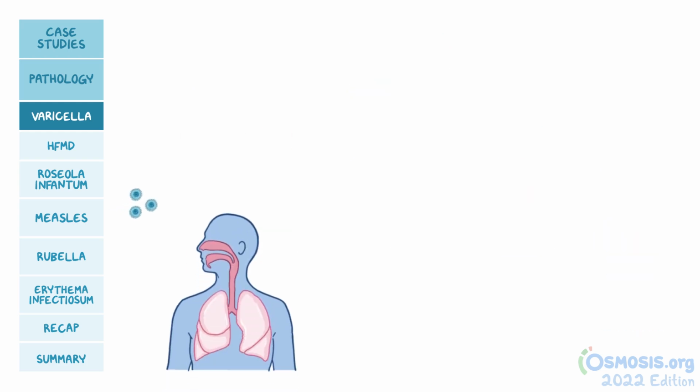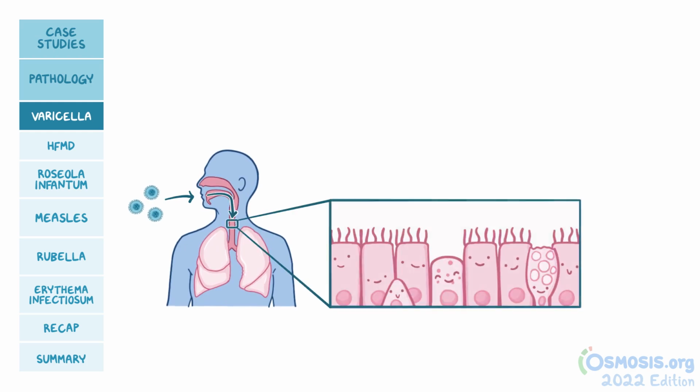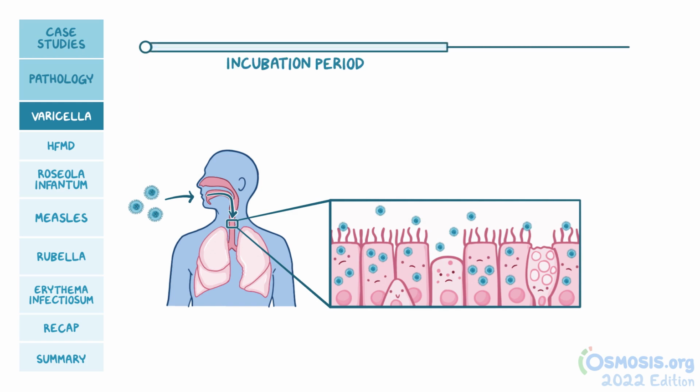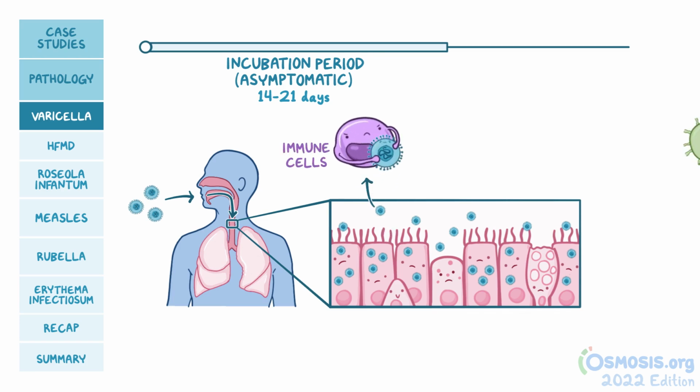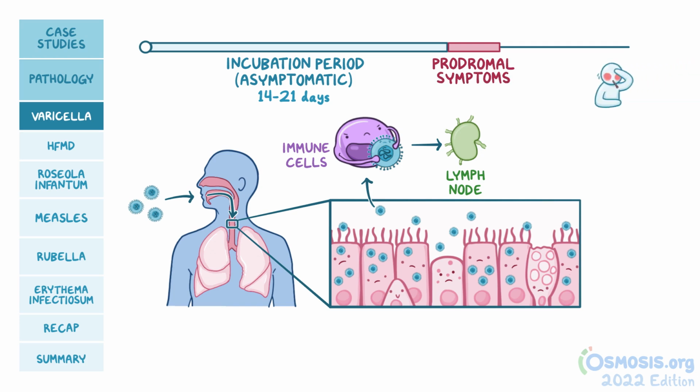Now, once a person inhales the virus, it travels down the respiratory mucosa and enters respiratory epithelial cells, where it starts replicating. This is called the incubation period, where the individual is asymptomatic and lasts 14 to 21 days. So after the incubation period, the virus gets picked up by nearby immune cells and gets transported to a nearby lymph node. So the individual may start to experience prodromal flu-like symptoms, such as a fever that's often mild, headache, and malaise.